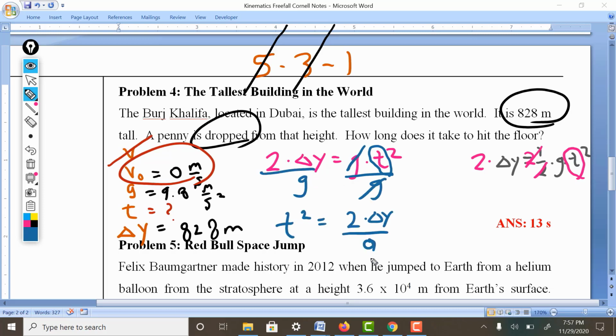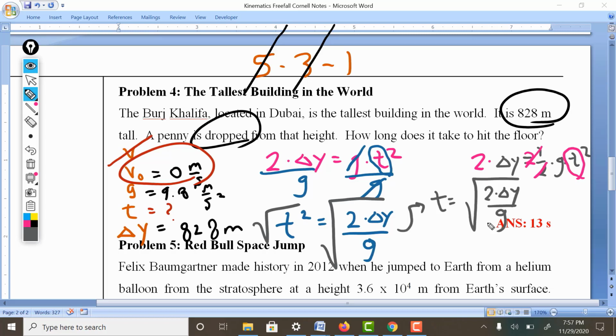Perfect. Some of you may not be as comfortable with algebra as you should be. We don't always square root everything. We only square root when we're solving for a variable, and that variable is squared. So in this case, I have a t squared, and I need it to be only t. So I'm going to square root the entire thing.